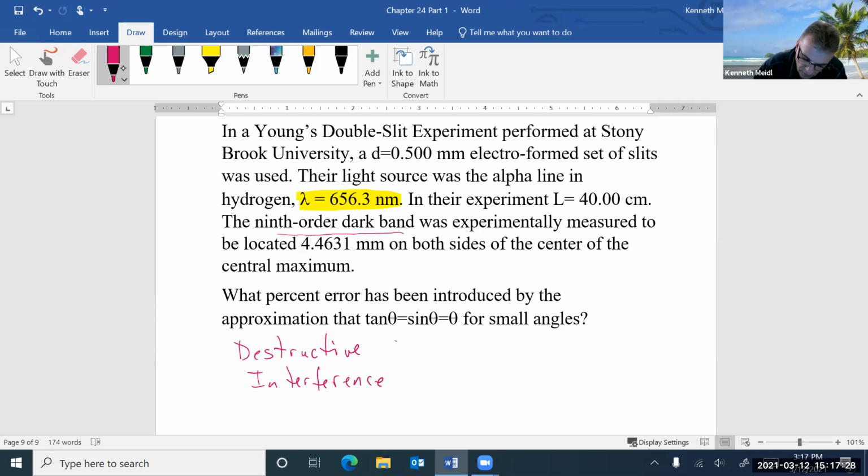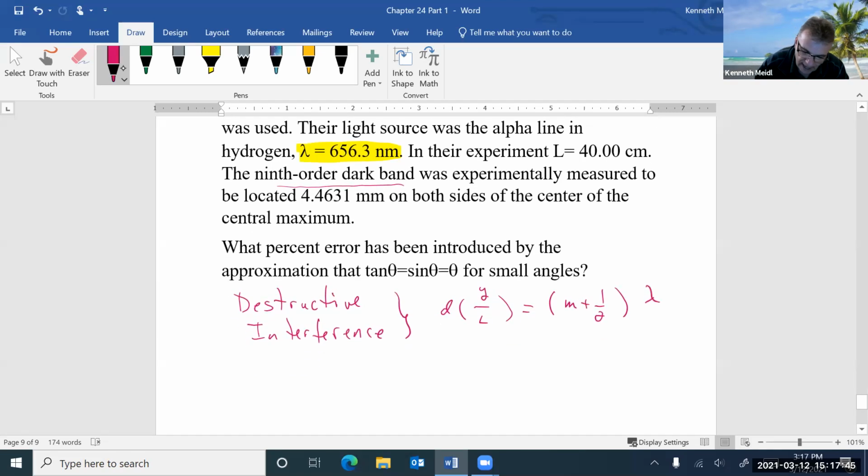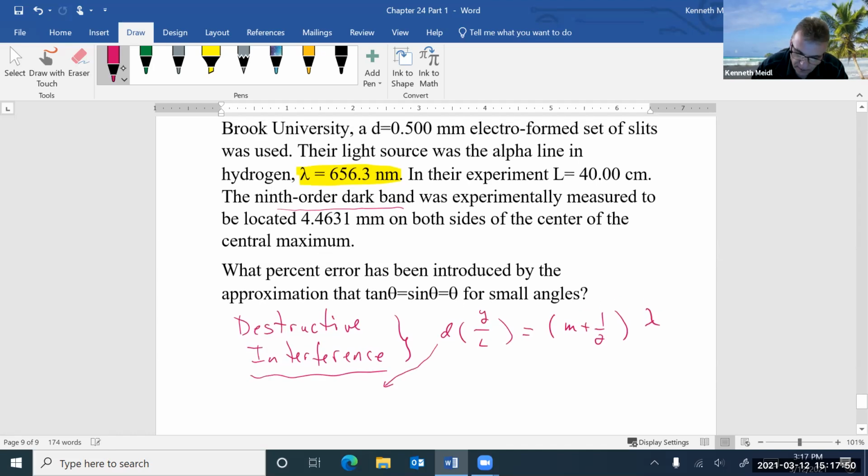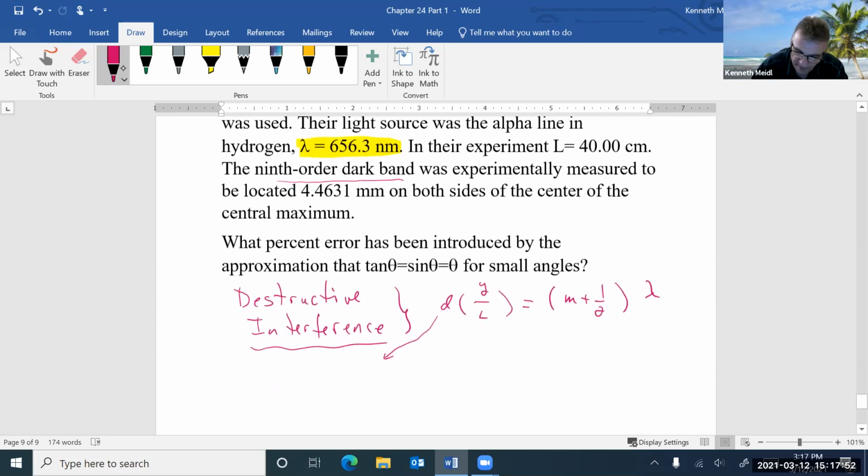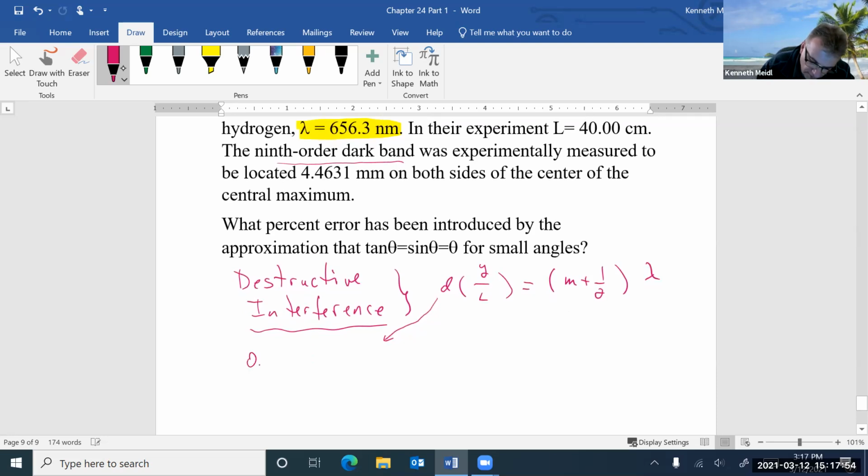And the condition for destructive interference is something like d y over L equals (m plus 1/2) times the wavelength. We have to be off by some sort of multiple of a half wavelength. Okay, and once again, I'm going to put everything in exactly the same units. Probably I'll put it all into meters here. So it says d is 0.500 millimeters, so times 10 to the minus 3 meters.